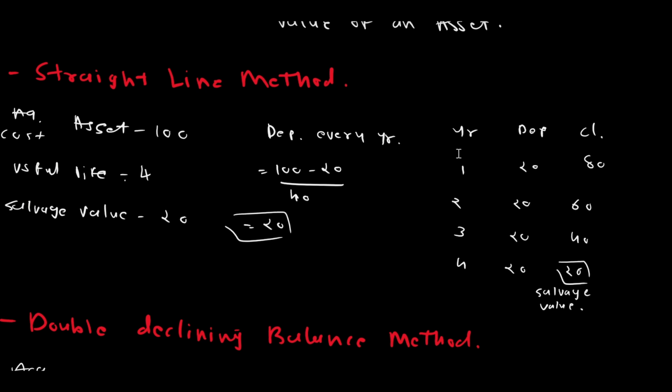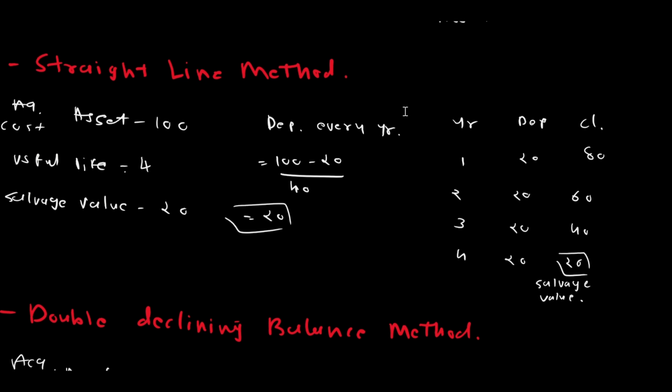So my first year depreciation will be 20, closing is 80. Second 20, 60; 20, 40; and 20, closing 20. In the fourth year, my closing value of the asset will be 20. That will be the salvage value. I depreciate the same value every year in the straight line method.